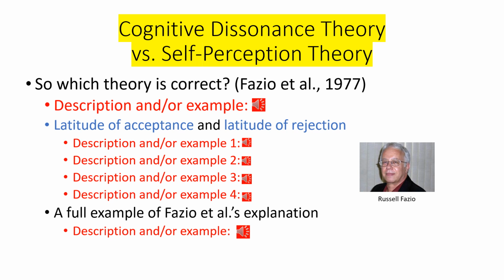So the argument raged about which theory was correct, the more complex cognitive dissonance or the more straightforward and more parsimonious self-perception. Fazio, Zanna, and Cooper came along in 1977, and they made an argument, and it's a very good one, that maybe it's not which one is correct, maybe they're both correct, but in different situations. And remember, law number 1 says that the situation matters, so this is pretty consistent with the vision that we would have of social psychology.